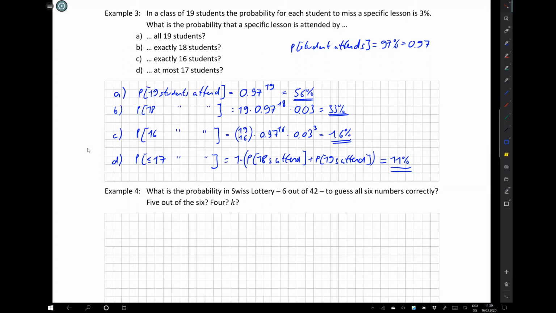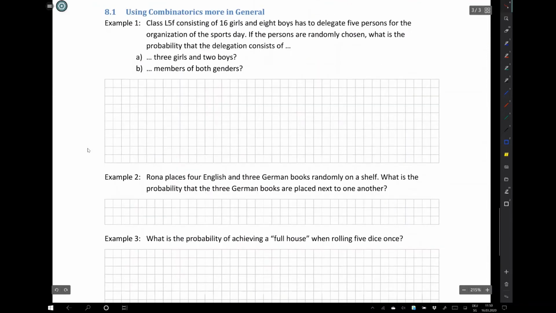Before looking at example 4 about Swiss lottery, let's look at chapter 8.1, using combinatorics more in general. I suggest that you always try to solve the example on your own and then look at the film. So I'll just explain the examples, but the idea is to try it on your own and then watch it.